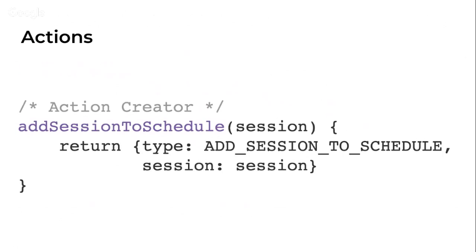The reducer actually takes this type and this payload and decides how to update the store. It's very simple. From the component, let's say you have some to-do list app. The user types some text and then says add to-do. When you tap on add to-do, it invokes a method like addToDo, and inside that it simply returns an action object which says type as add to-do, or in this case, add session to a schedule, and then the payload as session information, which can be whatever the user typed.